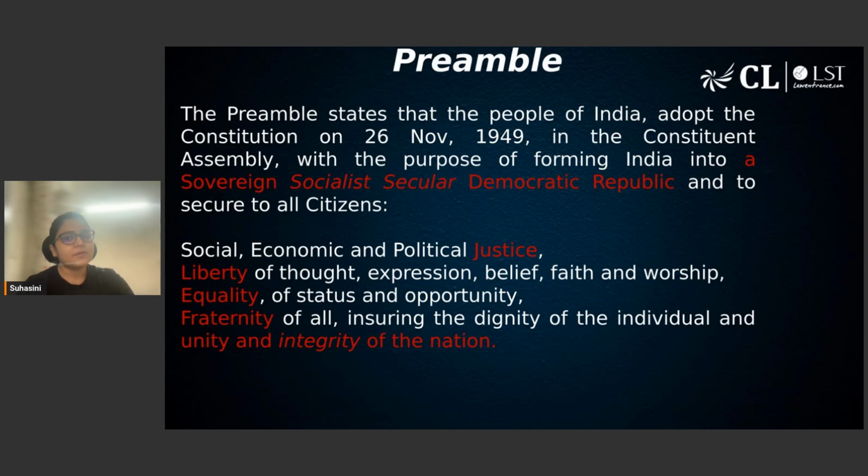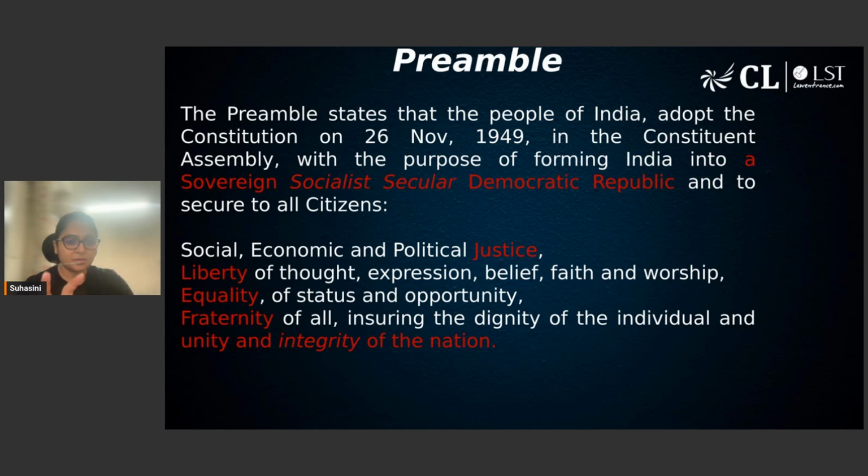Now, when we take into consideration the Constitution, there are certain words which weren't there initially in the preamble. They were added by the 42nd constitutional amendment. So the word socialist, the word secular, and the word integrity, three words which are written over here in italics, weren't there earlier. These three words were added under the 42nd constitutional amendment.